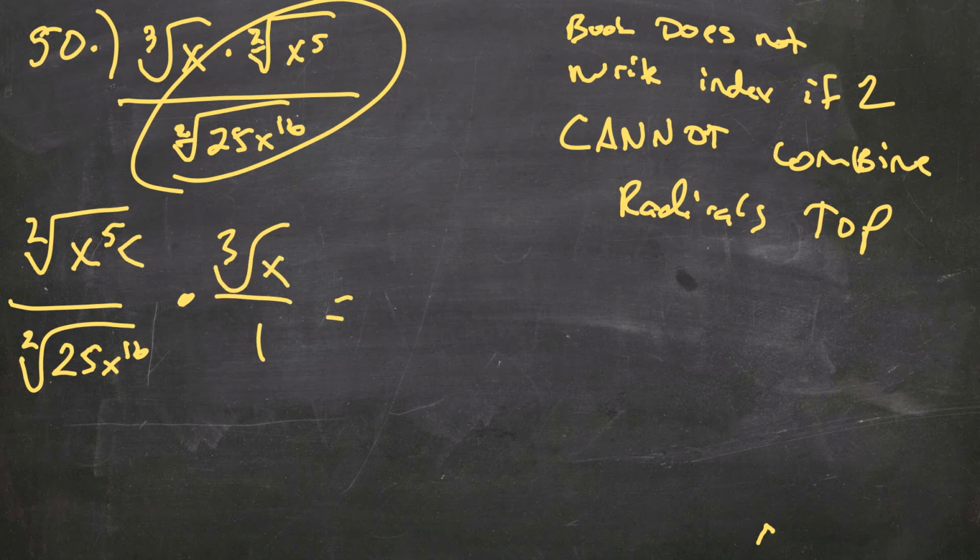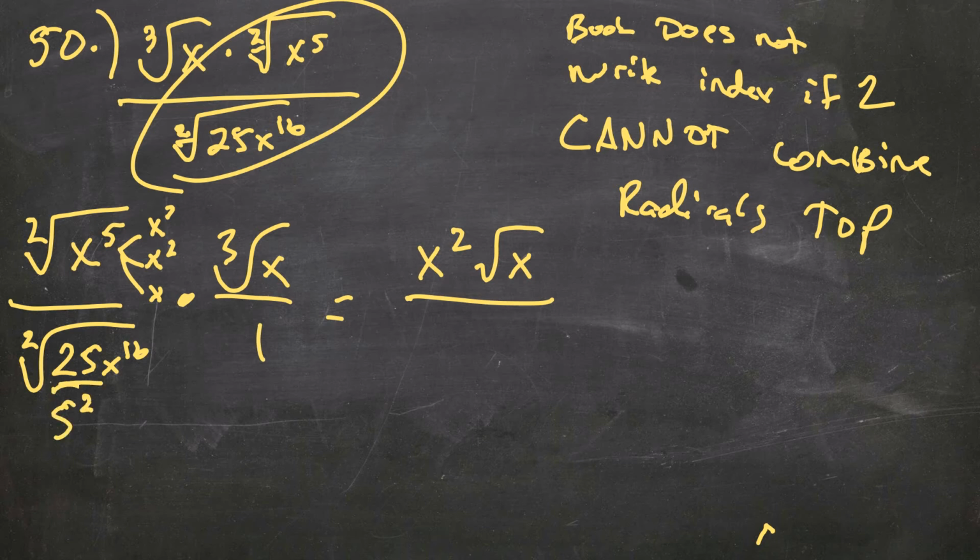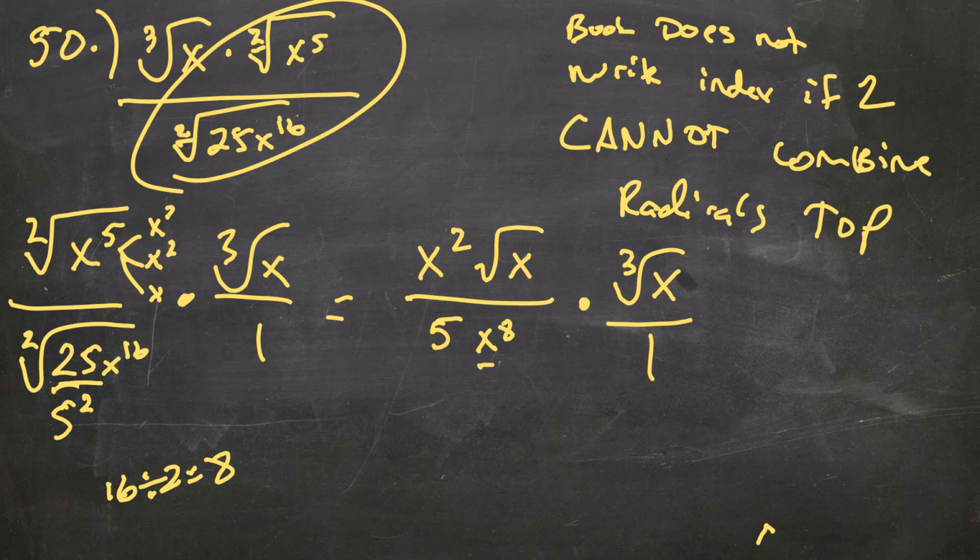Now, x to the 5th is x squared and x. So 2 x's come out, so I end up with x squared, x, all over. 25 is perfect. It's 5 squared, so 5 comes out of the radical. X to the 16th. 16 divided by 2 is 8, so it becomes x to the 8th. Notice the radical disappeared. Okay. Then I have times the cube root of x all over 1. Last thing I see, 2 x's, those will cancel with those 8 to make it a little 6.